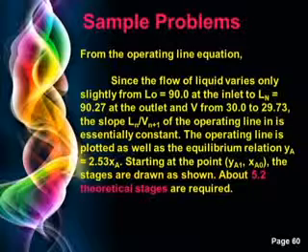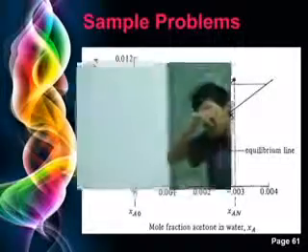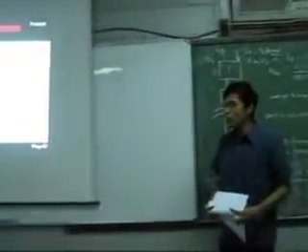Next, for the operating line equation, since the flow of the liquid varies only slightly from L0 being 90 at the inlet to Ln being 90.27 at the outlet, and V from 30 to 29.73, the slope of the operating line, Ln over V(n+1), is essentially constant. The operating line is plotted as well as the equilibrium relation Ya = 2.53 Xa. Starting with the point Ya1, Xa0, the stages are drawn as shown. Starting from the bottom, we will count the total number of equilibrium stages. Based on the graph, we have 5.2 equilibrium stages. So much for the graphical method in obtaining the number of equilibrium stages.